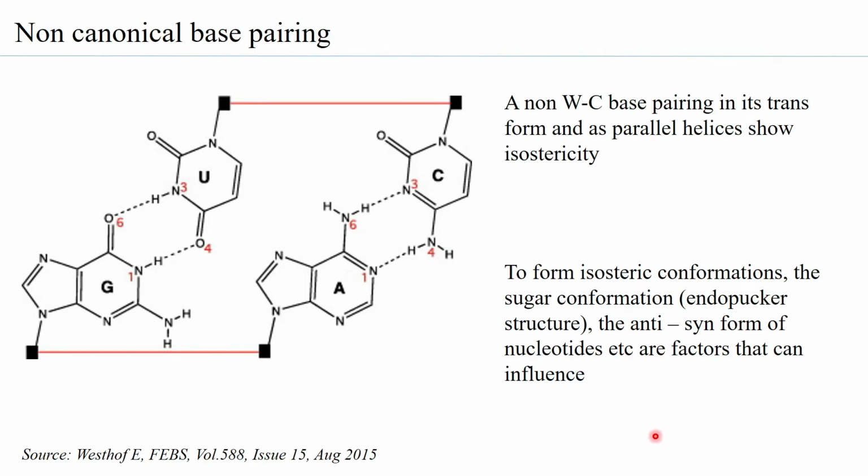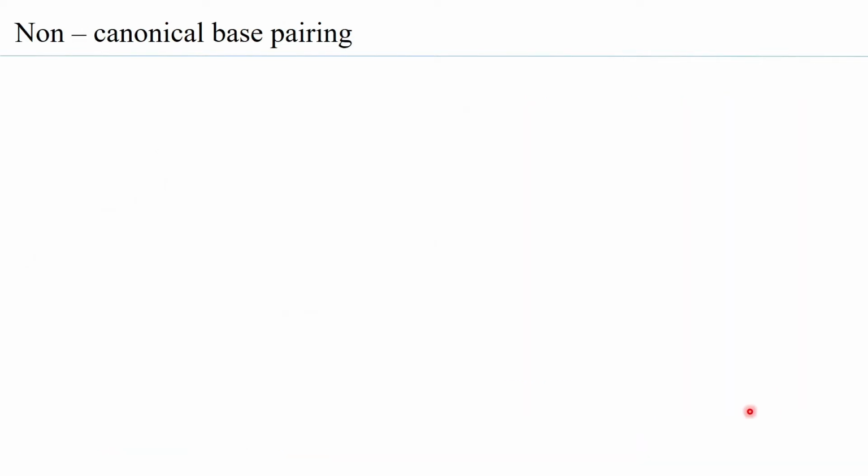So you may have a symmetry or you may not have a symmetry based on whether it is a different endopucker sugar, or it is either in the anti or in the syn form. So these changes in the sugar moiety itself affect whether you have isostericity or you do not have isostericity within a non-canonical base pair.